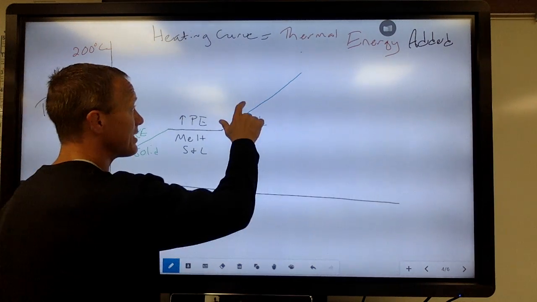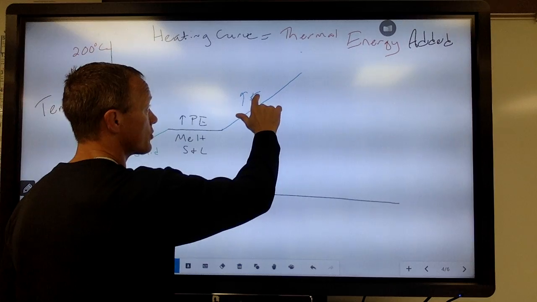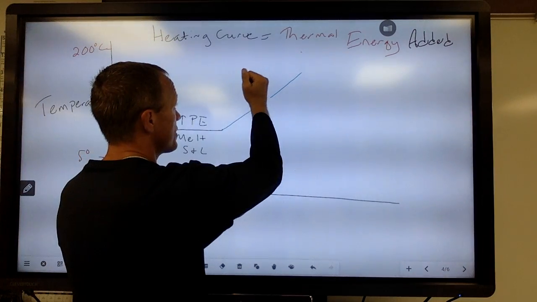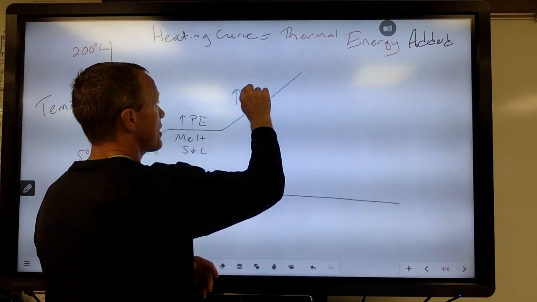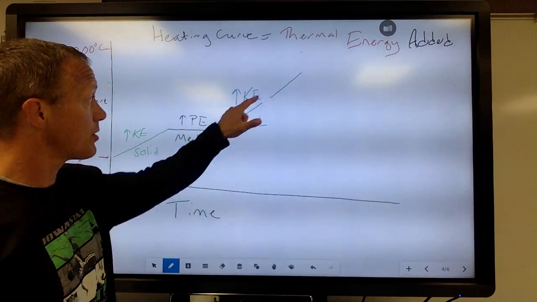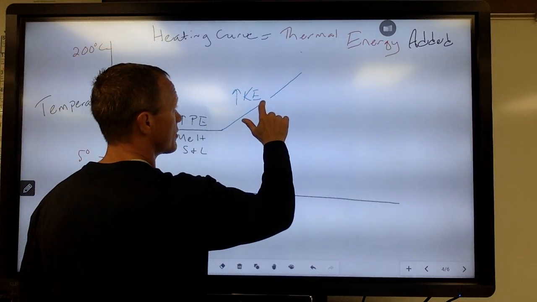So again, you're increasing the kinetic energy of the particles. They're getting hotter, moving faster. Kinetic energy, that's supposed to say kinetic energy. It's hard to see that. Increase in kinetic energy, which is energy of motion. So the molecules are speeding up, spreading out, moving faster.